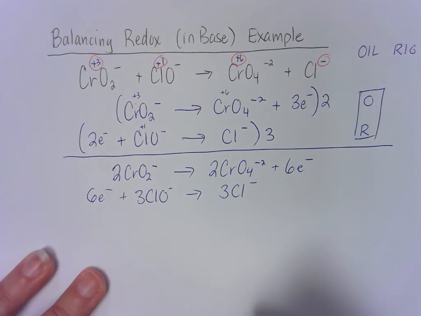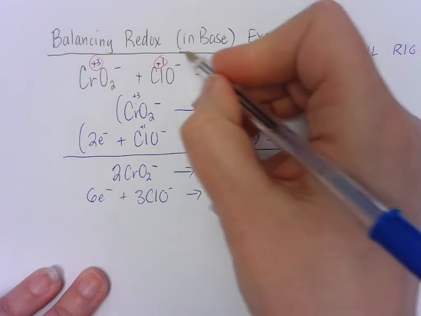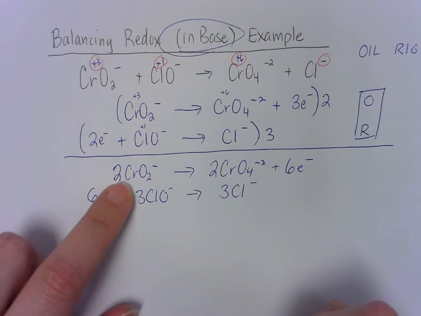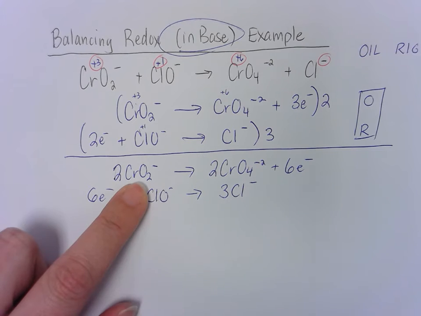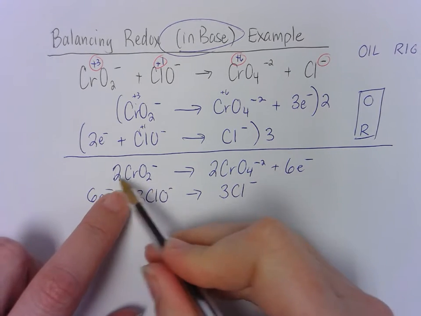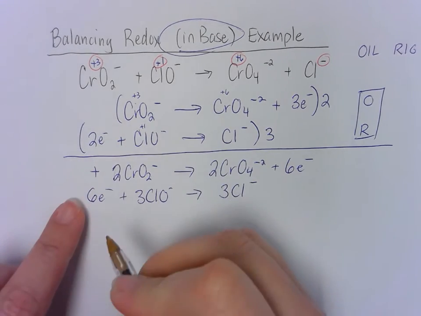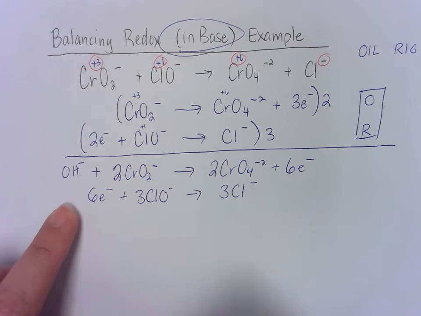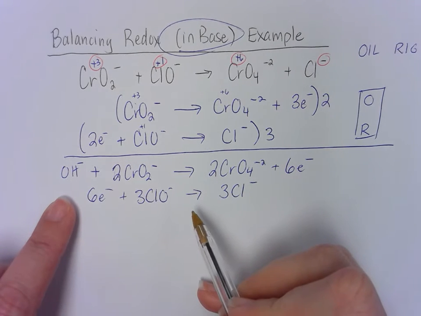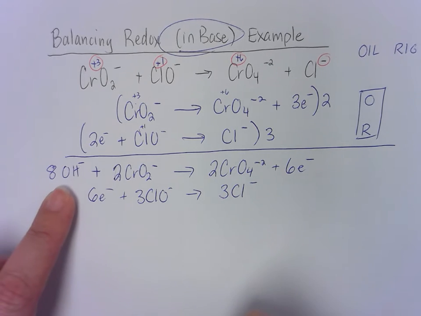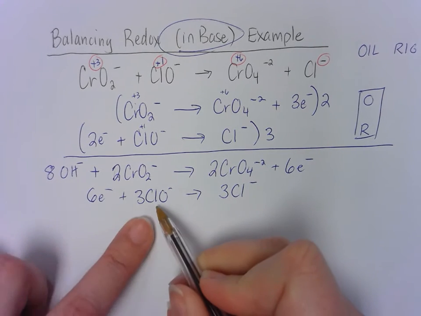Okay, so now this is the part where we need to realize that it is in base. So we are going to go through the process of balancing for a base. First step in this line, we have to decide where the oxygens are needed. We have 4 oxygens on this side and we have 8 on this side, so we need additional oxygens on this side, and because it's a base, we're going to add OH ions, and we need 4 more hydroxides because we need 4 oxygens. But when you're doing base, you have to do double, so we're going to put in 8 hydroxides.